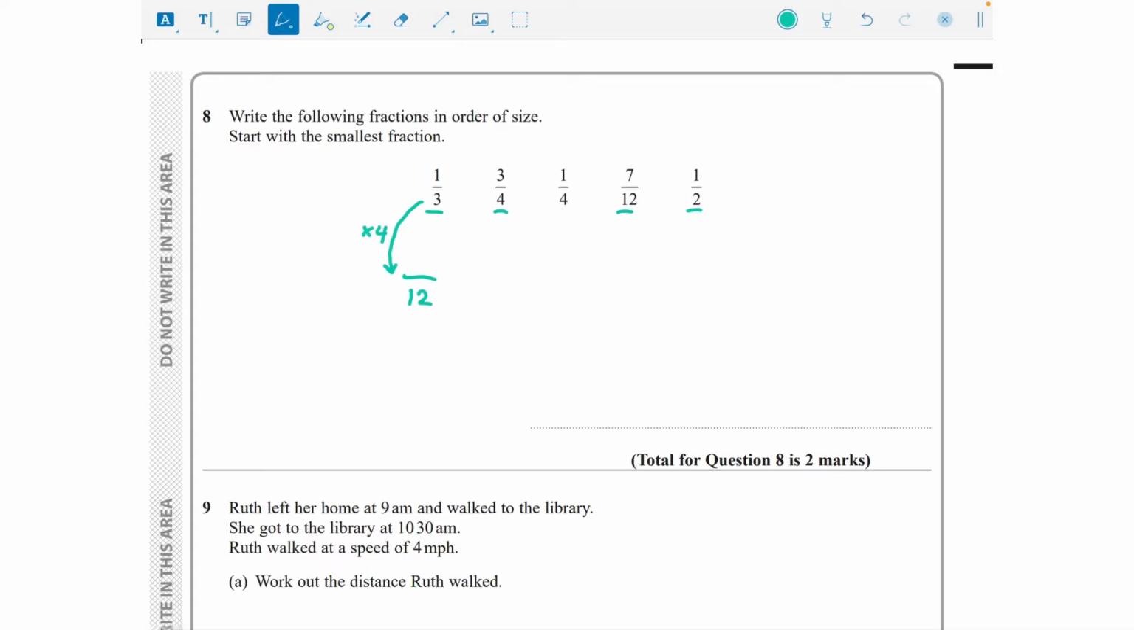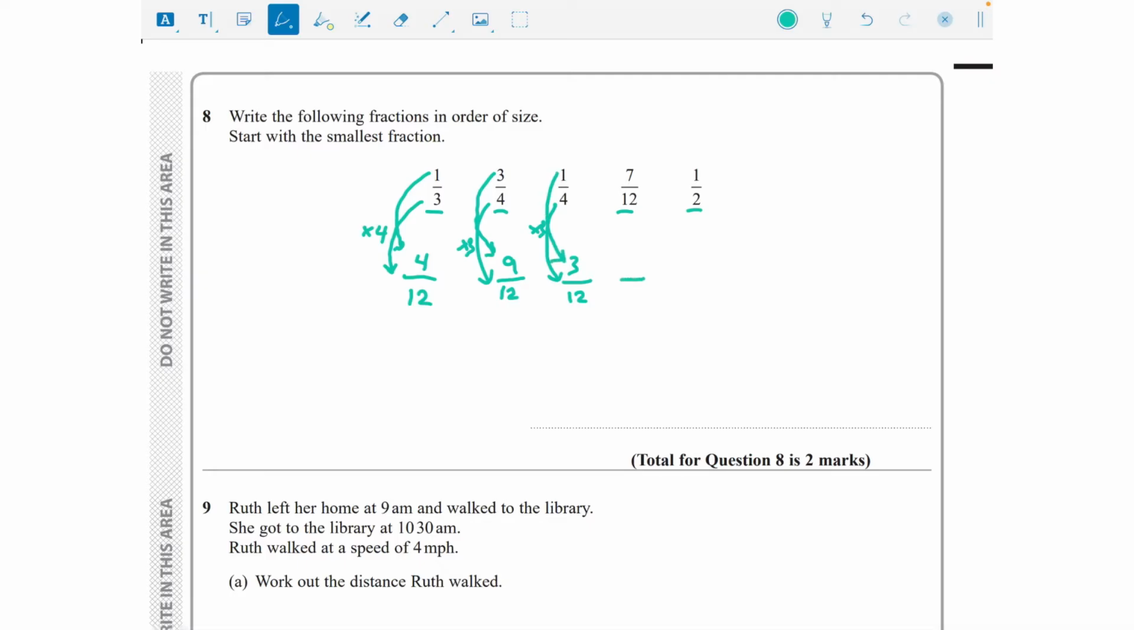So we've done the 3 times 4 for the bottom number, and we also need to times the top by 4, and that is 4. For the next one, I need to times it by 3, top and bottom, to get an equivalent fraction. So I also need to times the top by 3, and 3 times 3 is 9. For the next one, again, I need to times it by 3, top and bottom, and that is 3 over 12. I've timesed the bottom by 3, I've also timesed the top by 3.